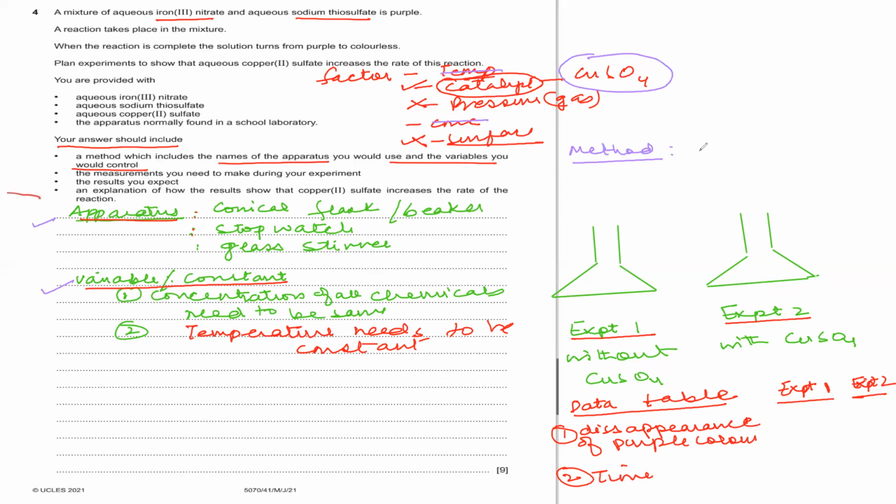So now for the method, we will say that we will be having two setups. We'll have two setups, right? This is setup one, which is experiment one. This is setup two. The constants we have already told.